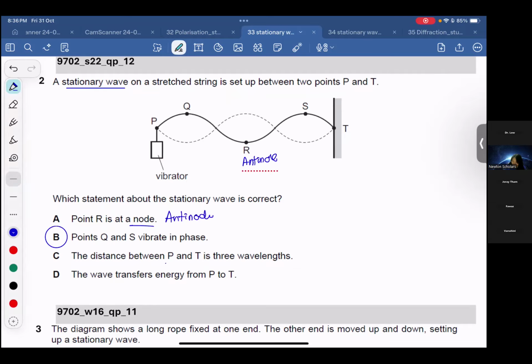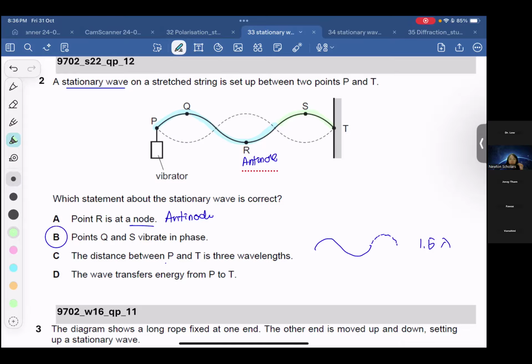The distance between P and T is 3 wavelengths? Is it 3 wavelengths? This is called 1, then it gets an extra half, so it should be 1.5 wavelengths. I repeat, from here to here is 1 wavelength, and then we get another half, so it's 1.5 wavelengths. The last one: I thought a node stands for anti-node? No. A node is the point with 0 amplitude.